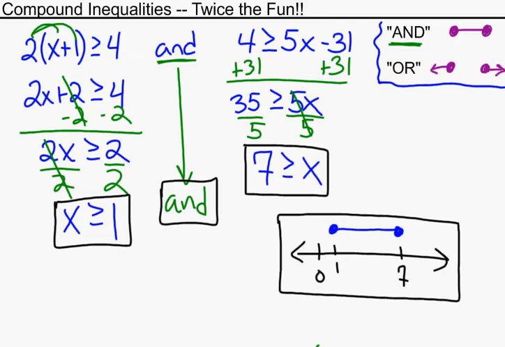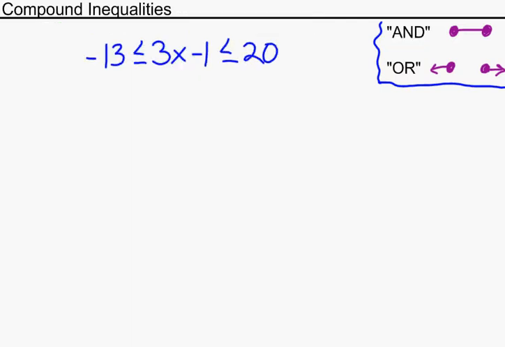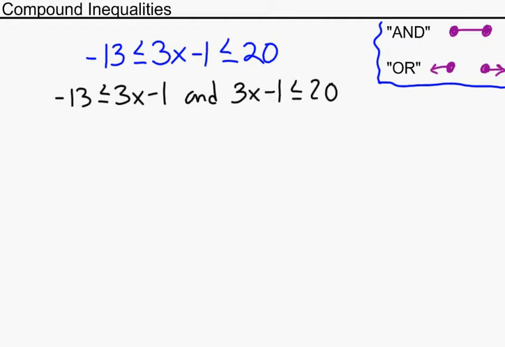Now when I look at a second example, it might be a little bit more difficult to realize that this is an "and" compound inequality. If I were to rewrite this, the original problem might have looked like this: negative 13 less than or equal to 3x minus 1, and 3x minus 1 less than or equal to 20.